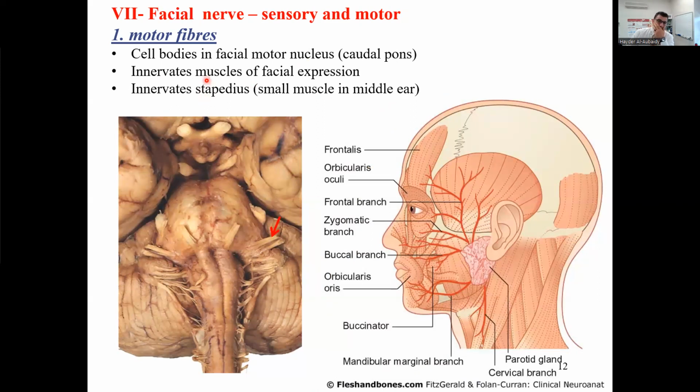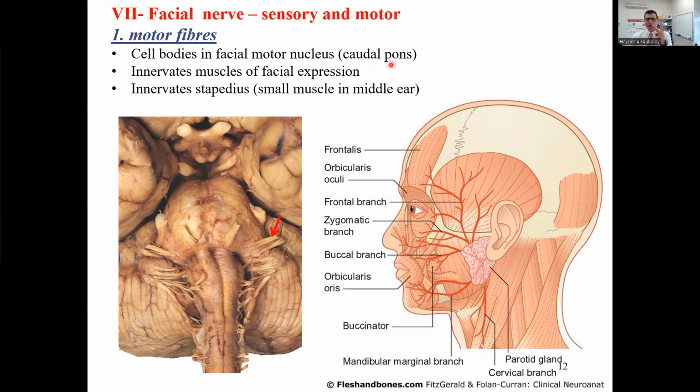Okay. Facial nerve. The facial nerve is a mixed nerve with both sensory and motor function. Starting with the motor function, we said previously that the facial nerve is responsible for innervating the muscles of facial expression. Remember, trigeminal, or more specifically mandibular, is for muscles of mastication, while facial is responsible for the muscles of facial expression. The nerve cell bodies, or the facial motor nuclei actually, are located within the caudal pons.